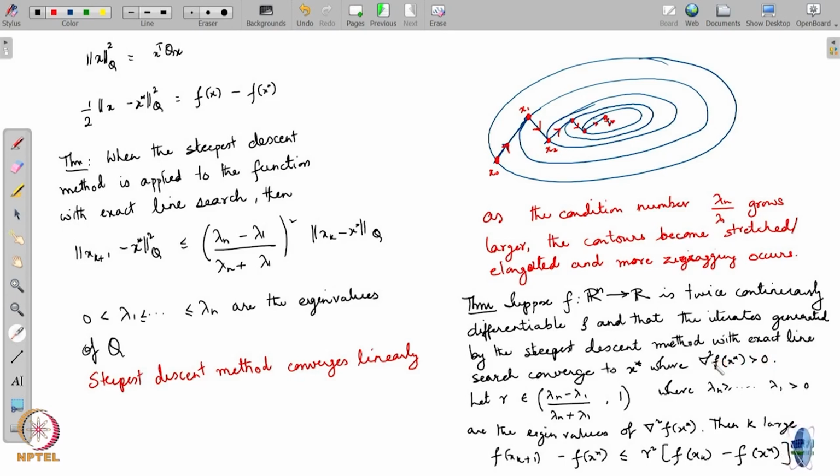So, what is the lesson here? The lesson here is, one, of course, that the rate of convergence of steepest descent method is linear in the best case, and second, that the study of the steepest descent method on a quadratic function gives you a good sense of what would be happening for a more general nonlinear function.